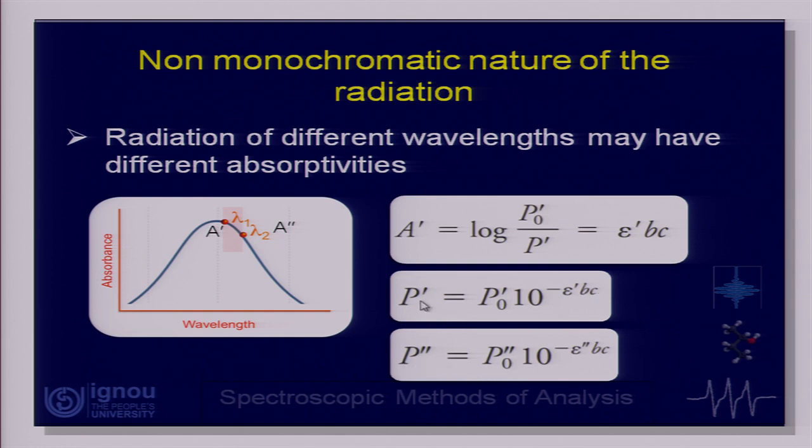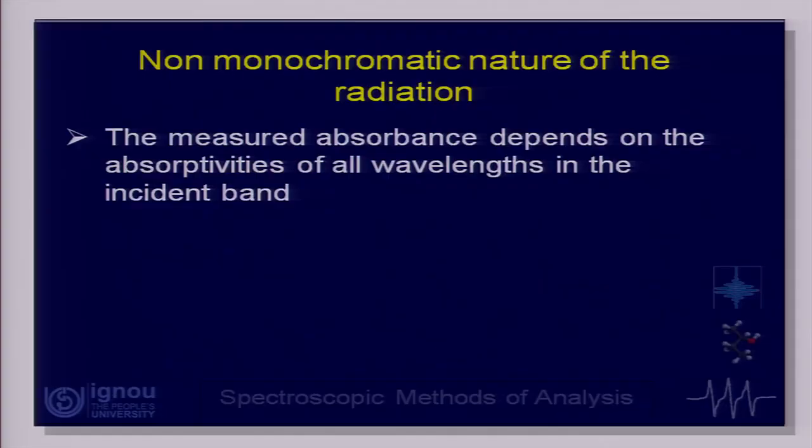P prime is the intensity of radiation coming at wavelength lambda 1, and P double prime is that at lambda 2. I am just taking the example of two radiations; suppose there are many of them, each one will have its own P value, P prime, P double prime, P triple prime, and so on. And the measured absorbance that we actually observe will depend on the absorptivities of all these wavelengths which are passing through the medium.